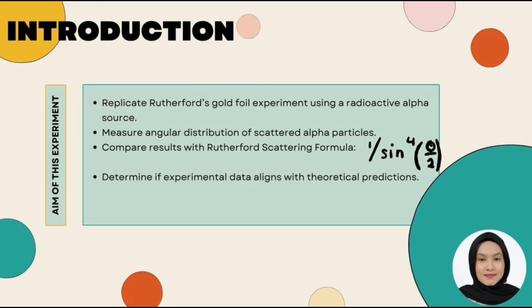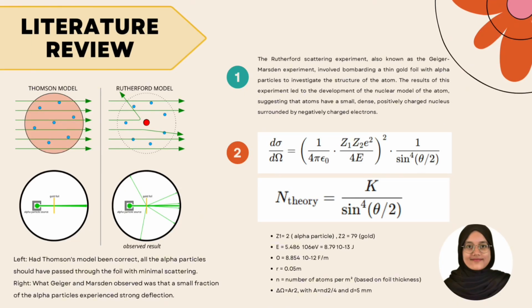In our experiment, we aim to test Rutherford's conclusion. We used a radioactive alpha source and gold foil to measure how alpha particles scatter at different angles. Then, we compared our result with the theoretical Rutherford formula, written as 1 over sine to the power of 4 theta over 2. Let's move to the next part, which is our literature review of the experiment.